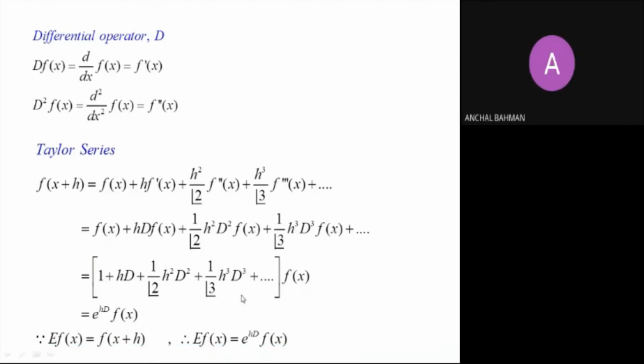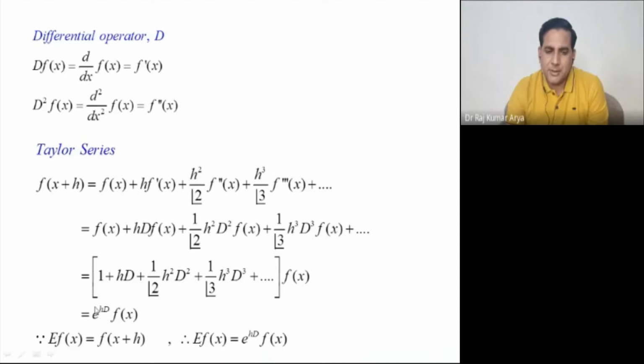Now you also have your shift operator: E of f(x) equals f(x plus h). So this is the expression for f(x plus h) from the Taylor series expansion, which you got from here, e to the power hD f(x). You can substitute this one here.